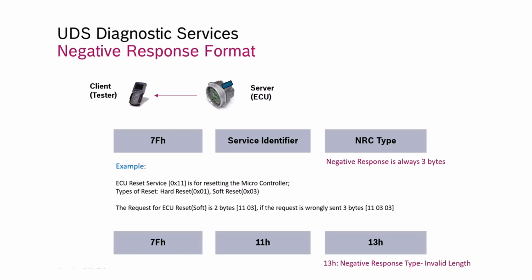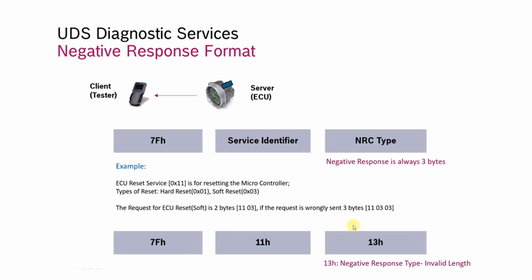So many NRCs are there. We have NRCs such as invalid message length, subfunction not supported, or request out of range. Many NRCs are there, and we will be discussing different NRCs in upcoming sessions with the particular UDS services. Here, at an overview level, we saw how NRCs are received, because it is very important.